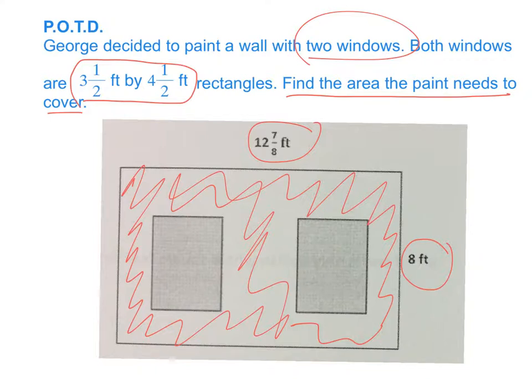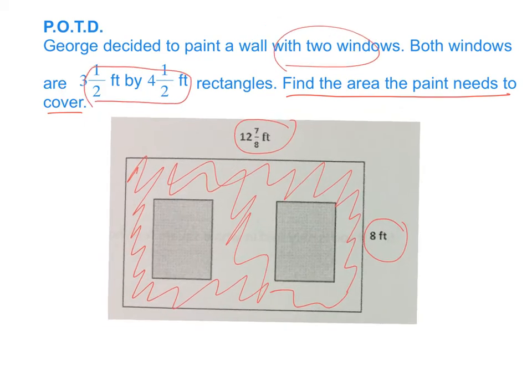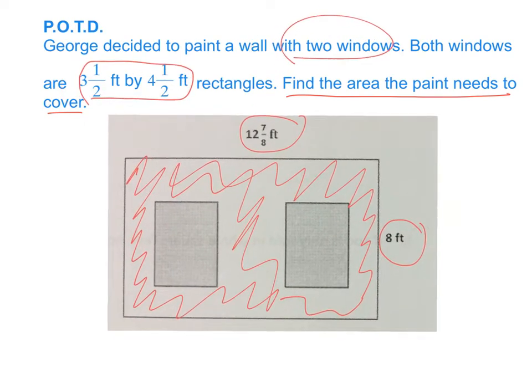Now, without actually using any numbers or solving any problems, how could you describe the general process for solving this problem? Like, what do you need to do first, and then you need to do this, and then this? Like, what's the general idea? Itai? So, first, what I did was I found the area of one window. Okay. And multiplied it by 2, because we need to find the area of 2 windows.